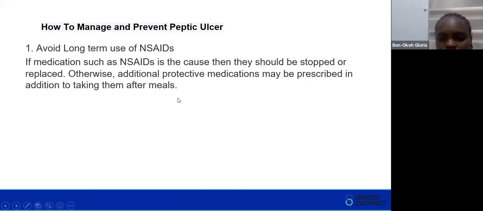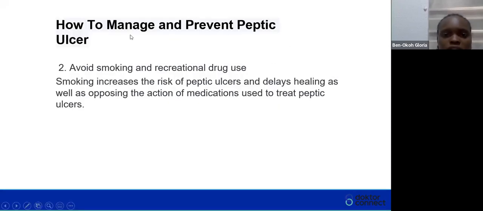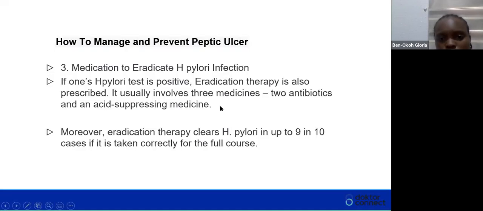And so one other preventive strategy, remember I mentioned lifestyle. Smoking increases the risk of peptic ulcer because it delays healing. And not only does it delay healing, for some of the medication that can be used to treat peptic ulcer, smoking also opposes the action. So if an individual smokes or takes recreational drugs like cocaine, like I mentioned how cocaine causes ulcer because it narrows down the blood vessels, and if blood doesn't get to the stomach, the protective membrane is also destroyed. And so the individual wants to avoid smoking or recreational drug use.